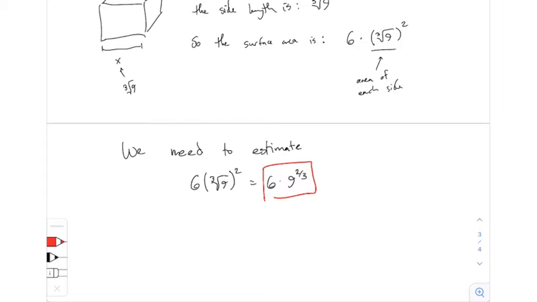Remember, the first problem we did was easier. I just told you, find the square root of 27, right? This is the number you're supposed to find in this example. 6 times 9 to the 2/3, all right?